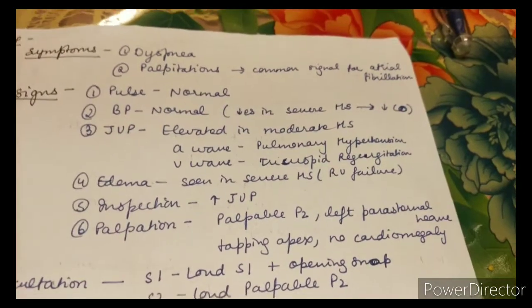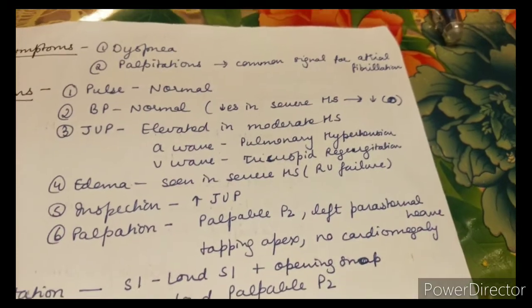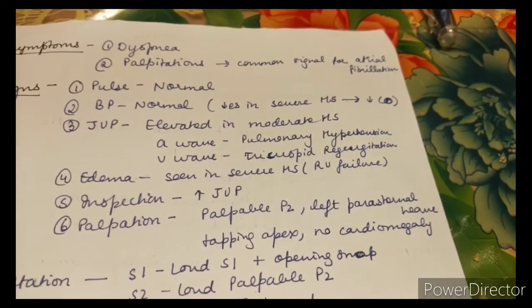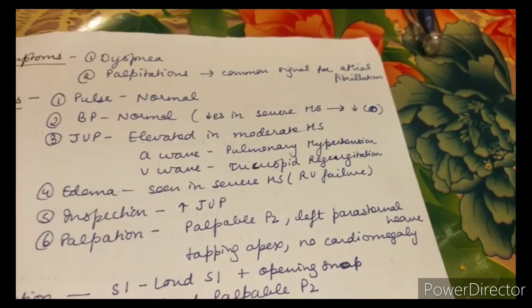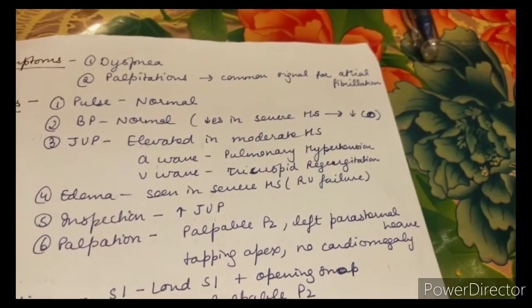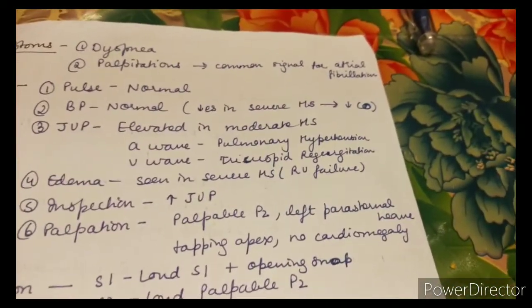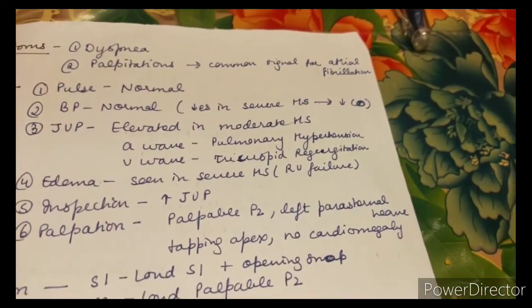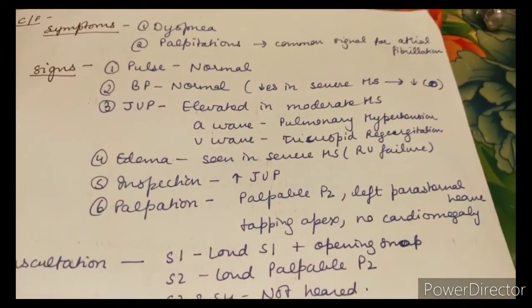Then grade 2 is when you do a moderate level of exercise, like climbing up the stairs or climbing uphill. Then grade 3 is when you do a minimal level of exercise, like you just walk around for taking a bath or something like this, everyday normal activity, and you get dyspnea on that activity, that is grade 3. And when you start getting dyspnea at rest, that is grade 4.